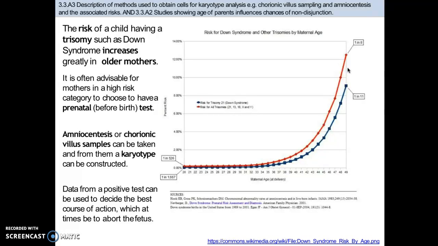The two ways that you can do this to find out, to get karyotyping analysis done, is through amniocentesis or chorionic villus sampling. Those are the two ways. Should you know those two ways? Absolutely. So data from a positive test can be used to decide the best course of action.